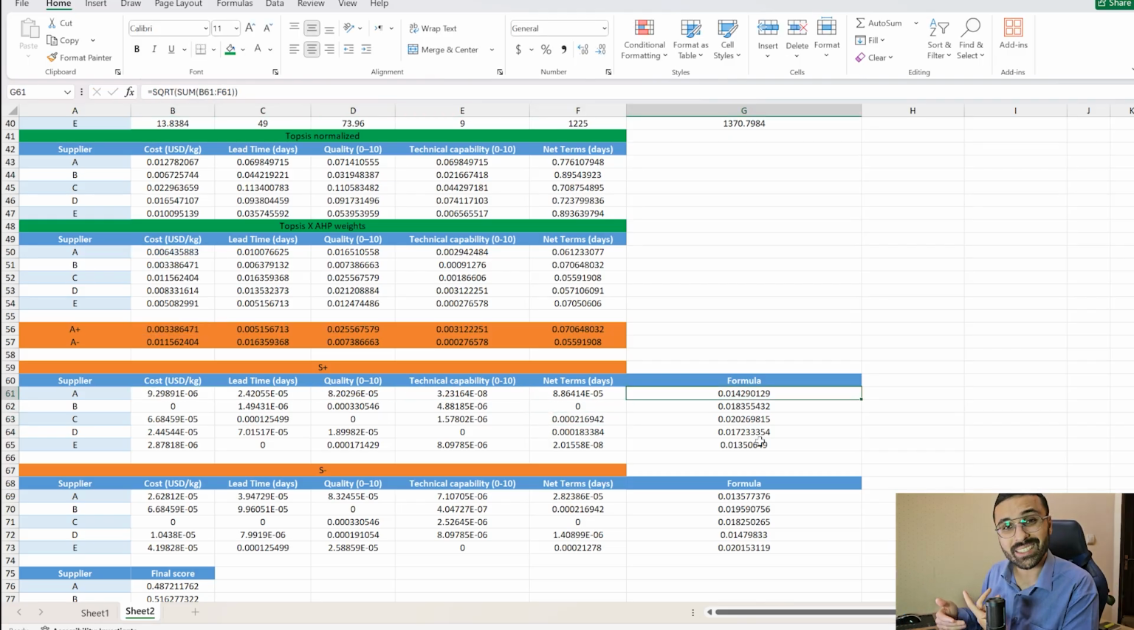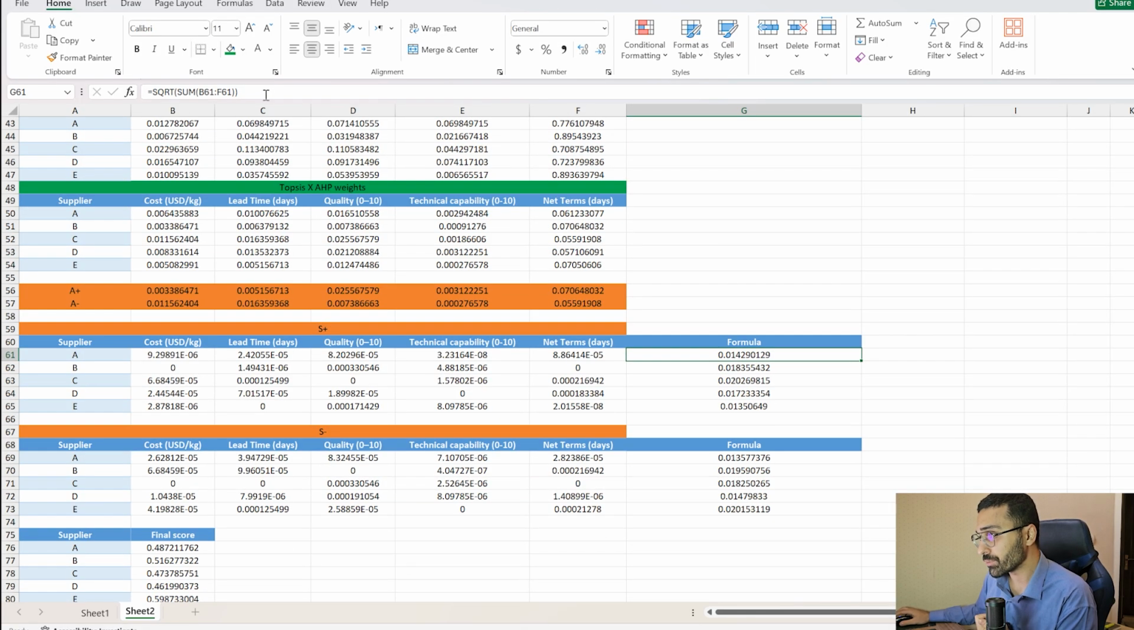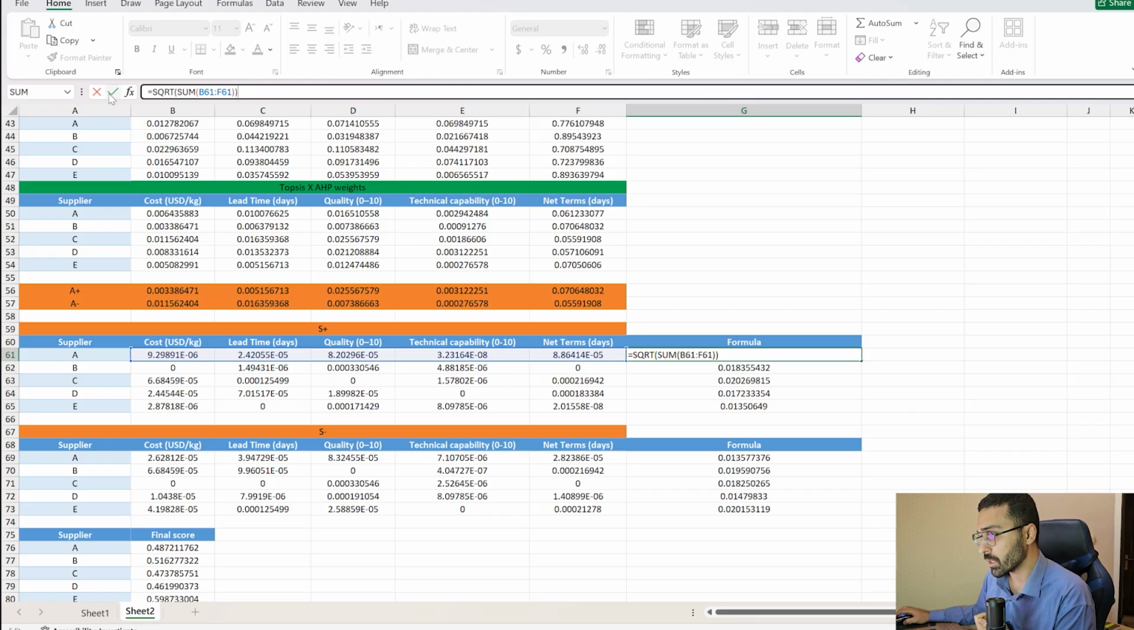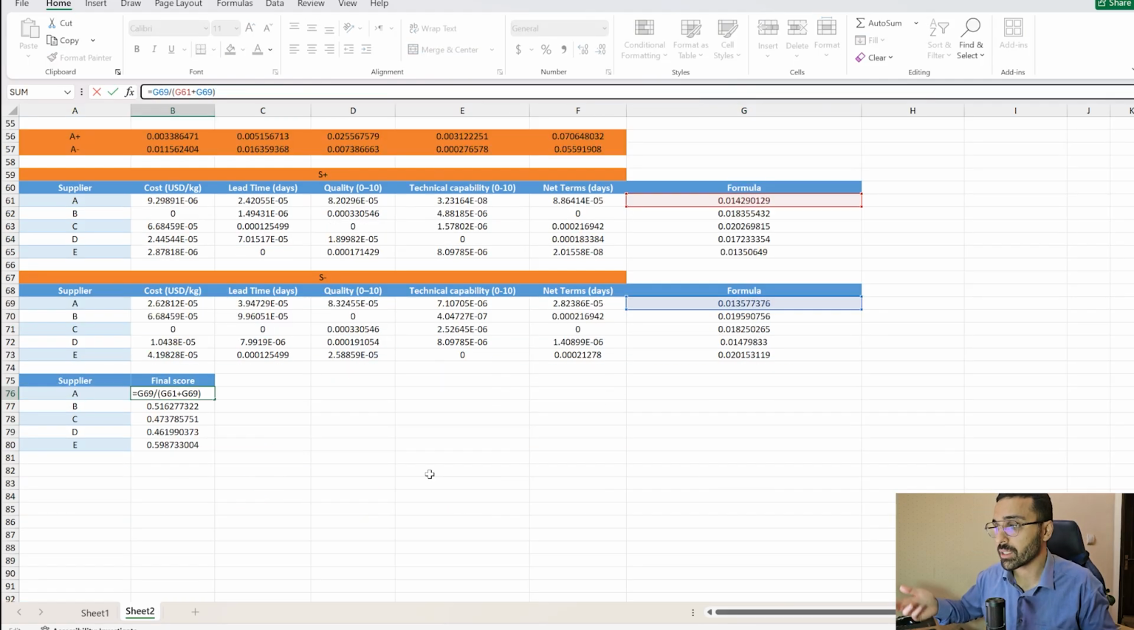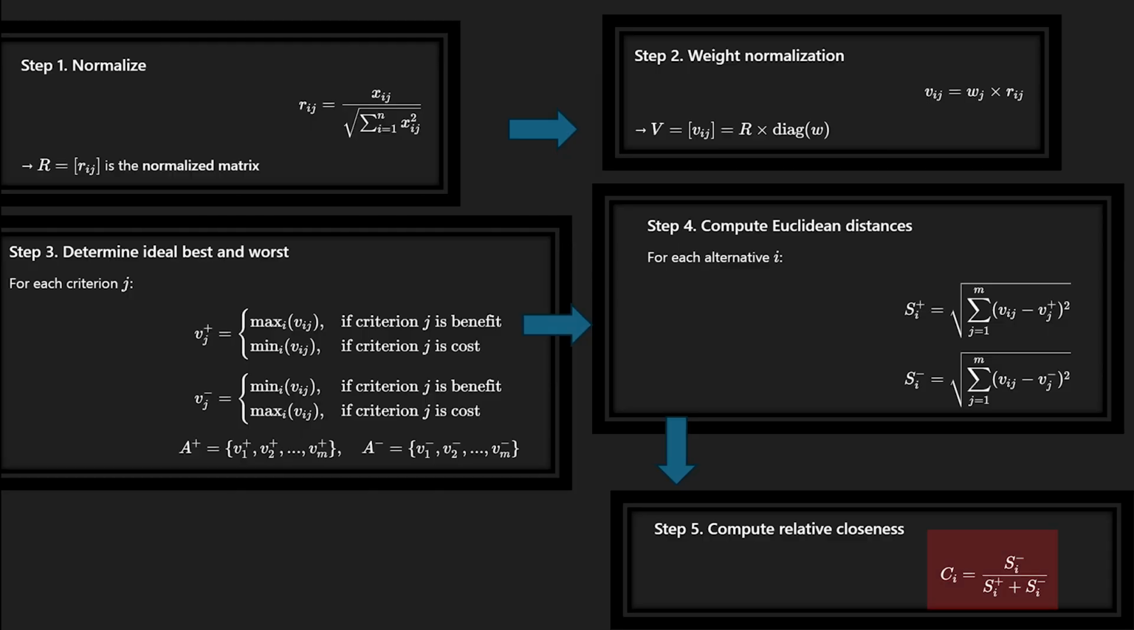By calculating this distance formula, we then aggregate the values using the formula for S plus and S minus. Finally, we use this S plus and S minus to form our relative score or relative closeness score, which is our final score to see who is better in our case. As you can see, we have the formula deployed here for S plus and for the S minus or S negative. Ultimately, we have the scores for each supplier here based on the formula that we have.